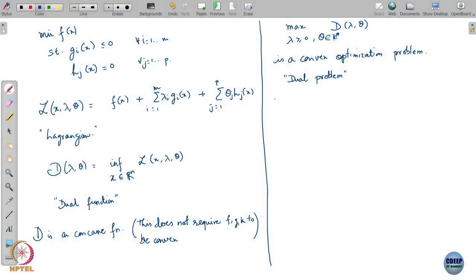So, where does weak duality come from? Suppose now, let us say, I will call this problem P. Let x star be an optimal solution of P.